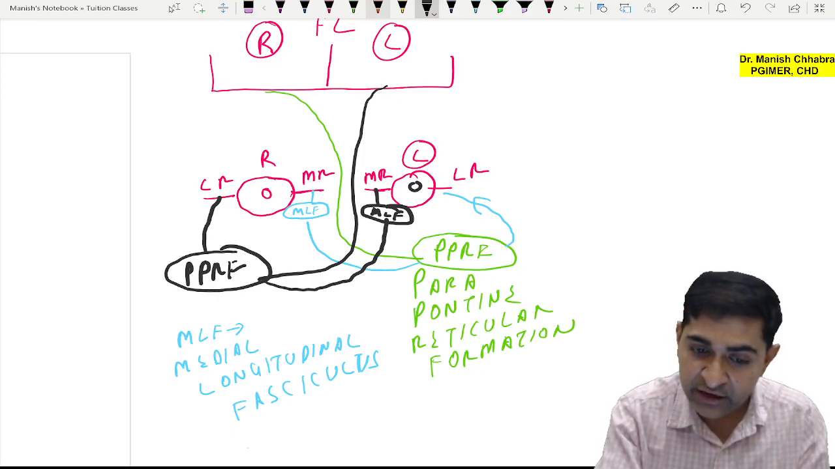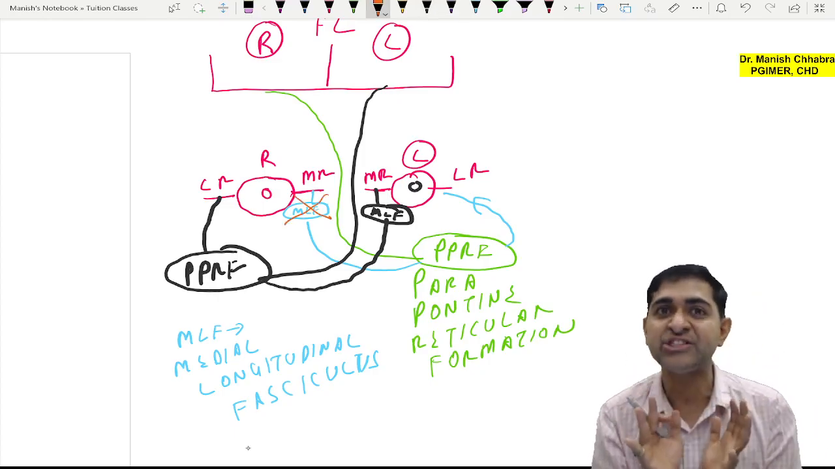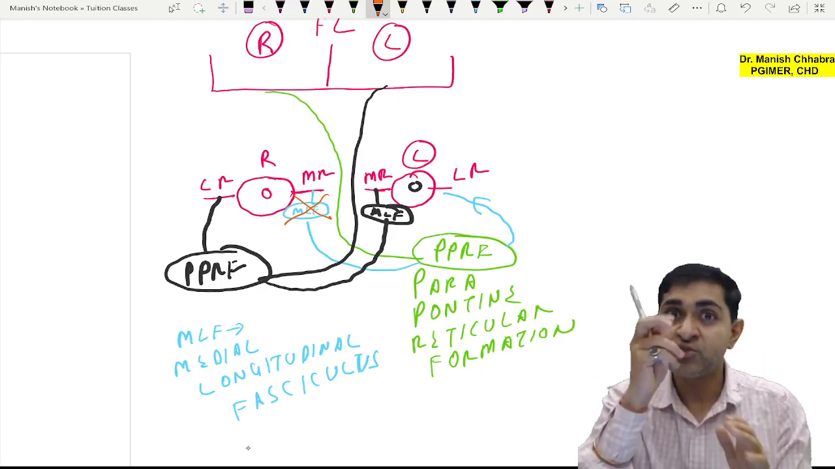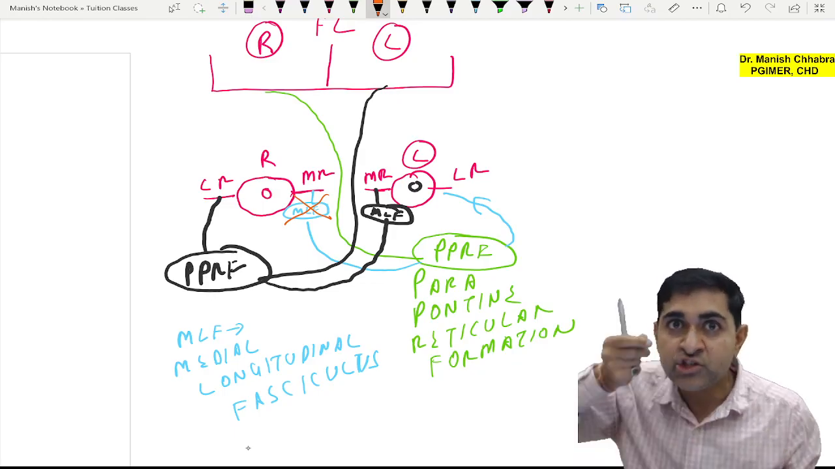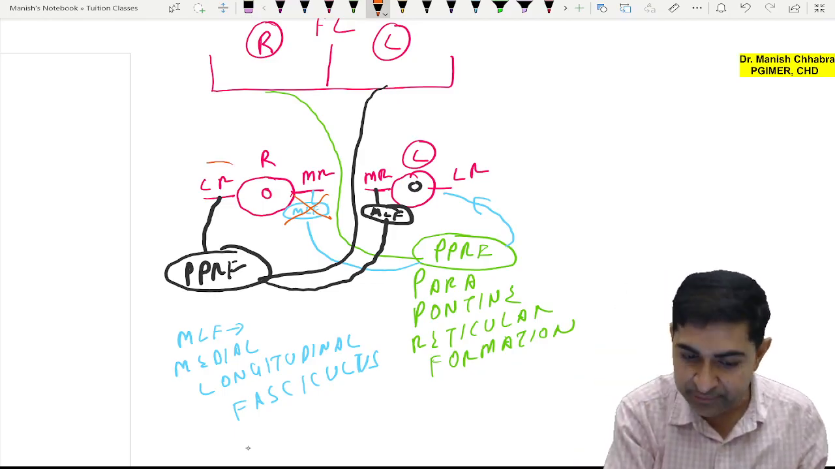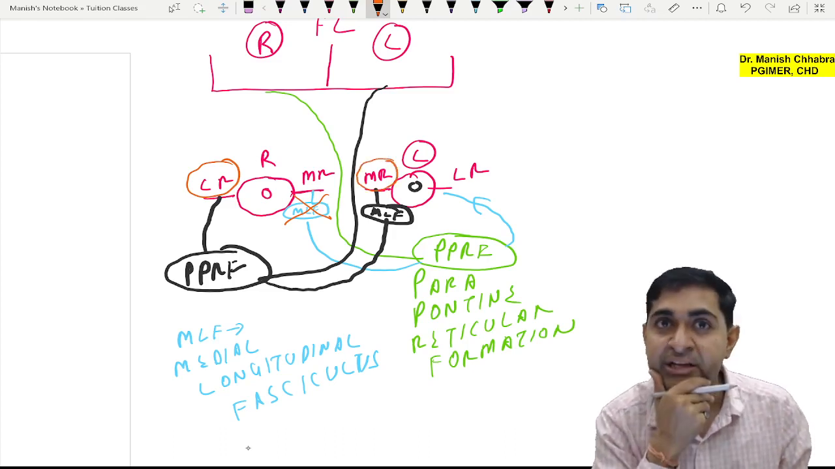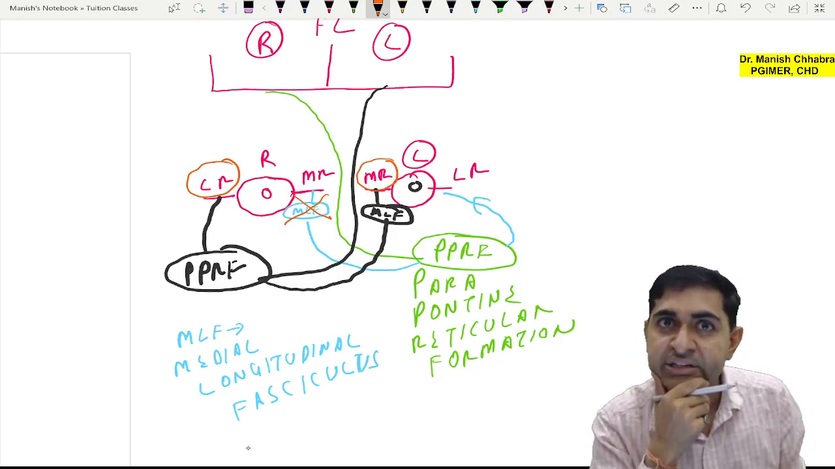Okay, what if there is damage to the right medial longitudinal fasciculus? I'm just talking of the right medial longitudinal fasciculus. So you go on asking the patient to dextrovert. So the right lateral rectus will be active, yes, and the left medial rectus will be active. So both eyes are going to move towards the right side.